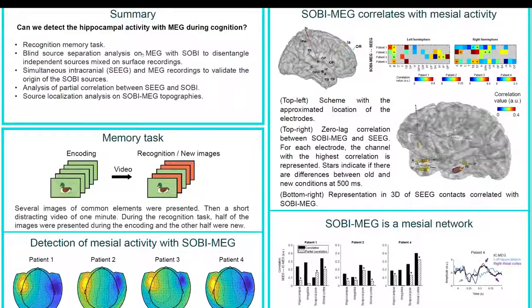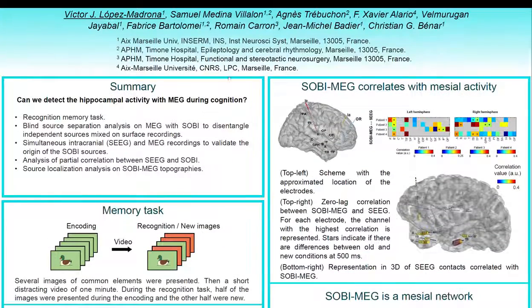First of all, please let me give you a brief summary of this work. The question that we want to answer is, can we detect the hippocampal activity with MEG during cognition? To address this question, we have based our work on 5 points. First is a task of recognition memory.